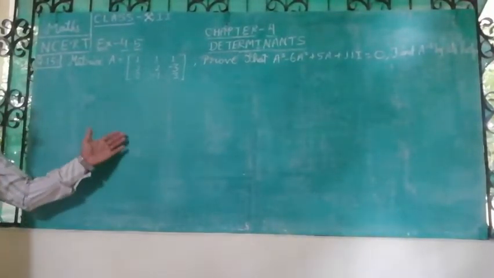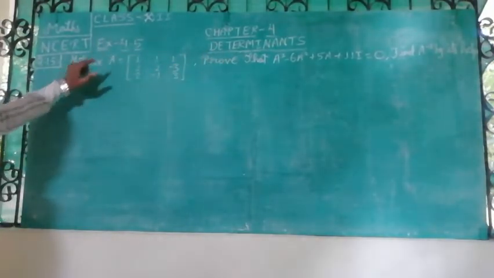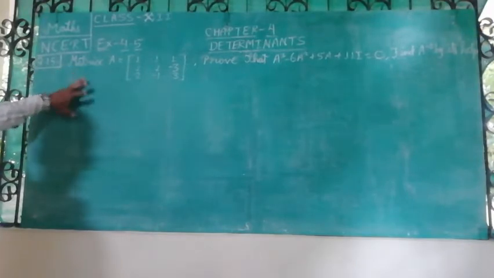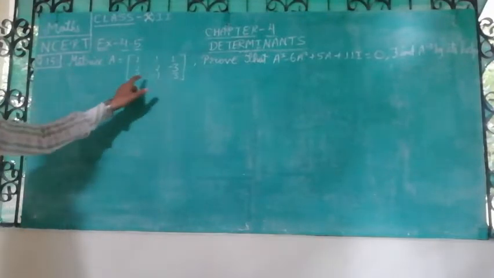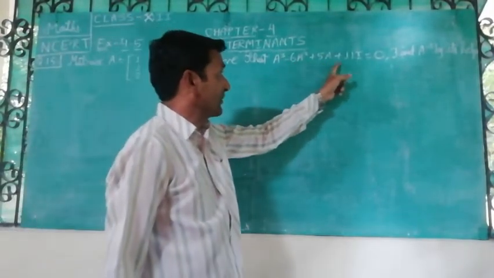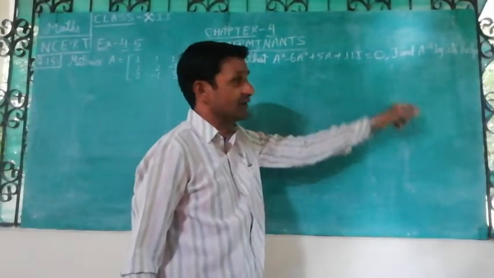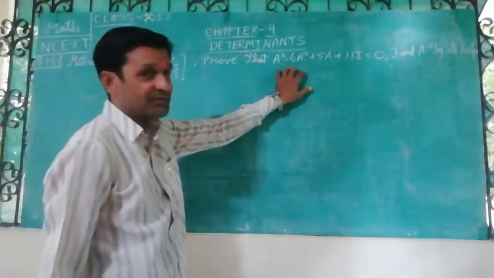See, we are discussing class 12th chapter 4, Determinants, in which we are doing exercise 4.5 and question 15 of this exercise. It is matrix A equal to [1 1 1; 1 2 -3; 2 -1 3]. Then prove that A cube minus 6A square plus 5A plus 11I is equal to 0 and then find A inverse by its help. इसकी help से अपने को A inverse भी निकालना है.